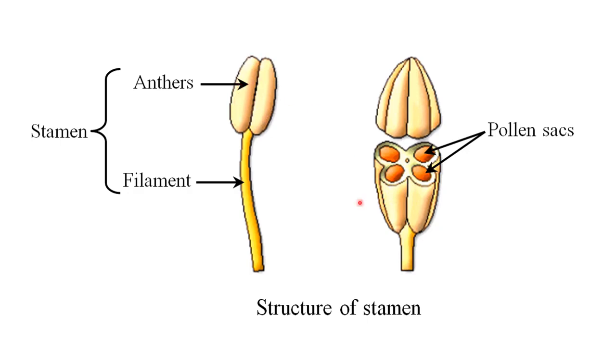Now in each lobe, you can see here this cross section. This is one lobe and this is the second lobe, and in each lobe you can observe these two sacs. These are called pollen sacs, and inside these pollen sacs pollen grains are produced.